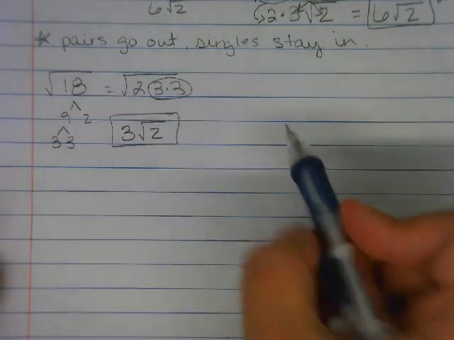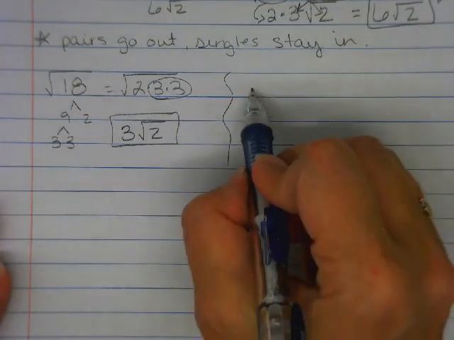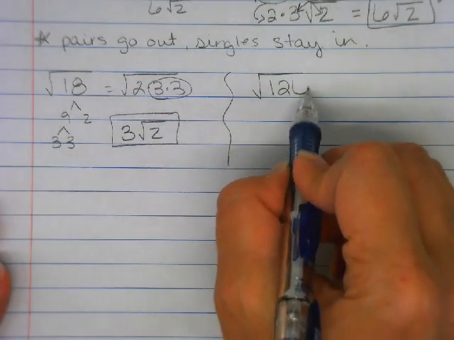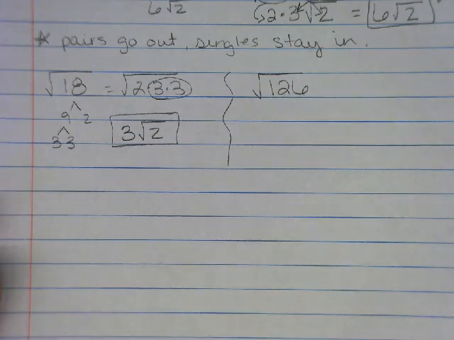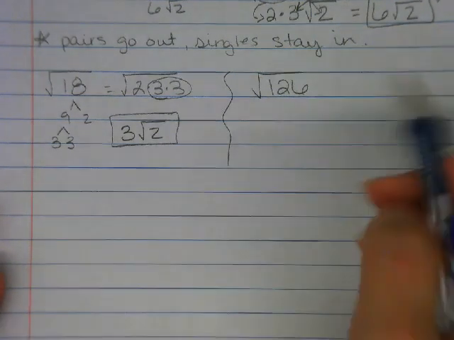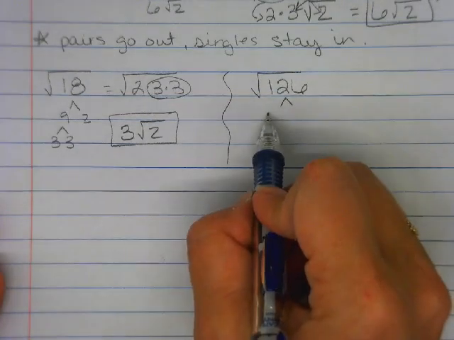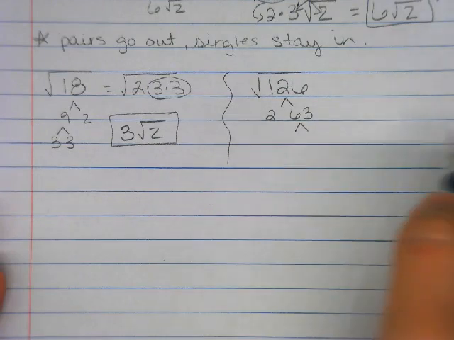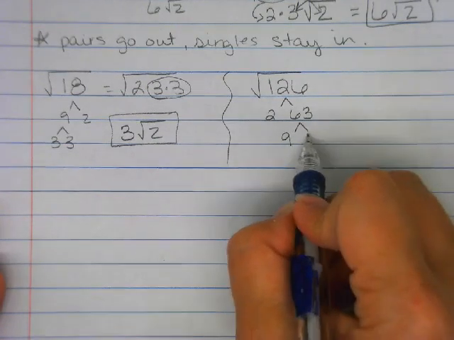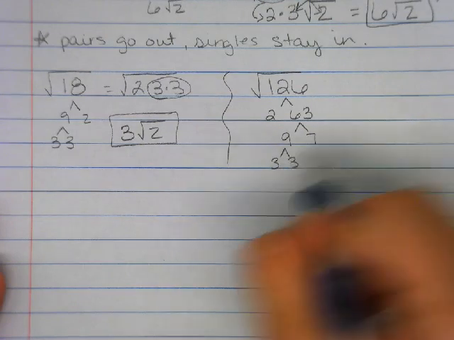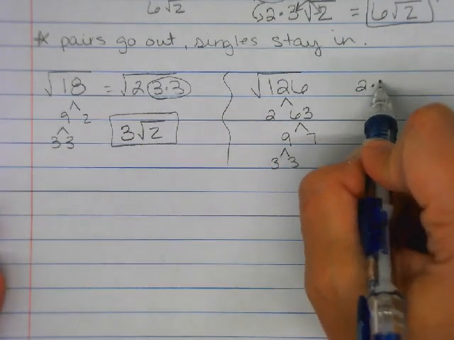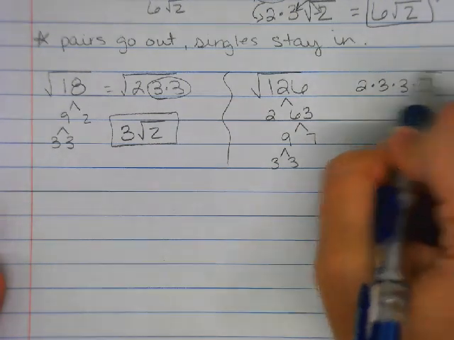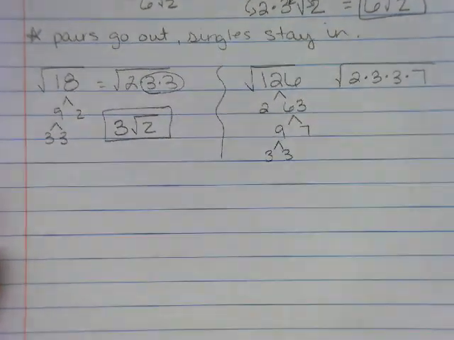All right. What if I gave you this one? This one is kind of ugly. Square root of 126. Now, this one is not super easy to find a perfect square on. And to be honest with you, it's kind of long. What do you think we should break this into? 2 and what? 2 and 63. What's 63? 9 and 7, and 9 is 3 and 3. So we could write 2 times 3 times 3 times 7. What do you think that simplifies to?